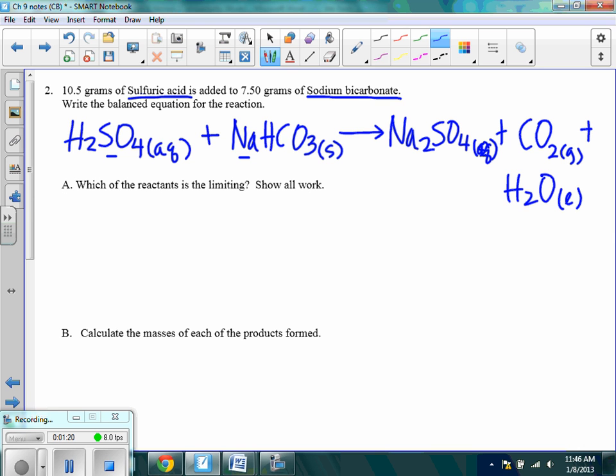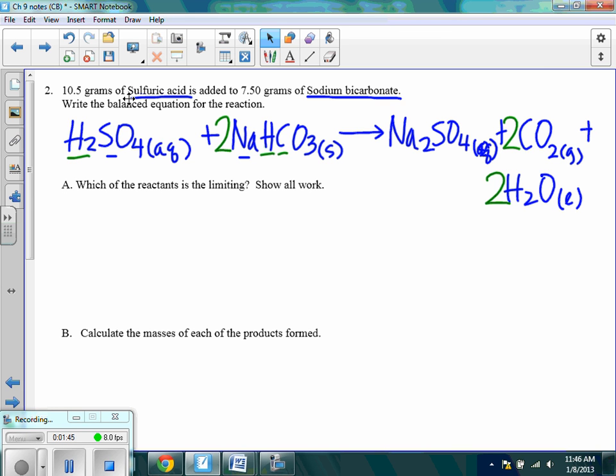And we should be really good at balancing now. When I balance this out, I have 2 sodium on the right-hand side, so I need 2 sodium on the left. I have 2 carbons now, so I need 2 carbons over here, and I have 2 hydrogen right here, plus 2 more right here, so that means I need a 2 out in front of the water.